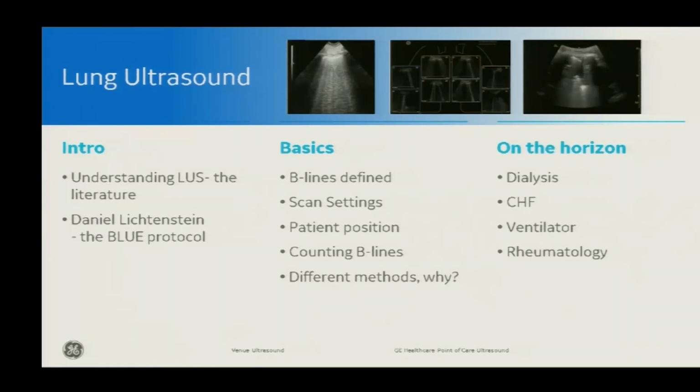We'll talk a little bit about patient positioning and how B-lines are counted. You'd think you could just count 1, 2, 3, 4, but actually B-lines are a little more complicated than that, because sometimes they merge together. And so we'll talk about how we manage that. And then there are actually different methods of scanning, and I want you to understand why and what those methods are.